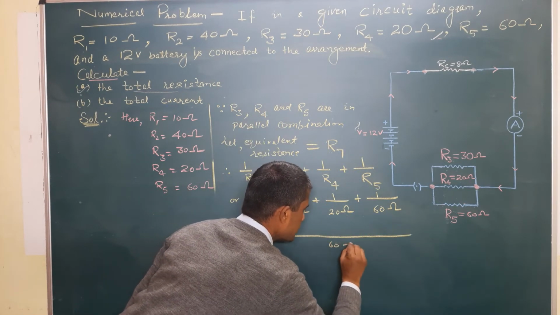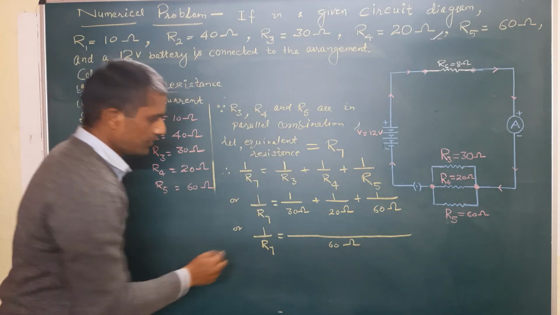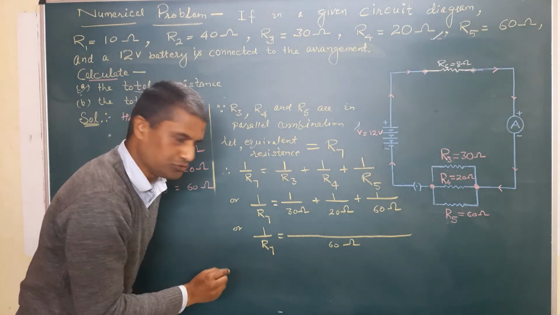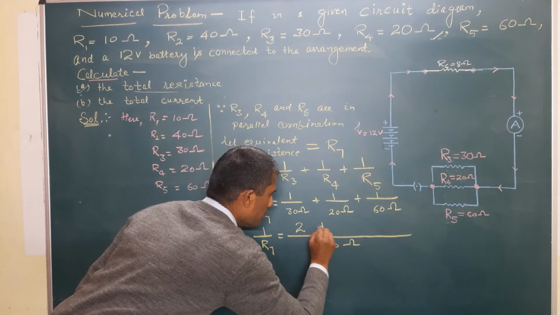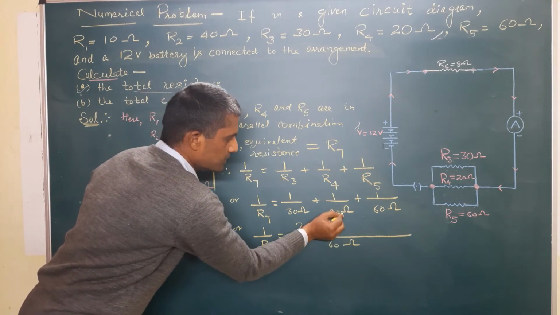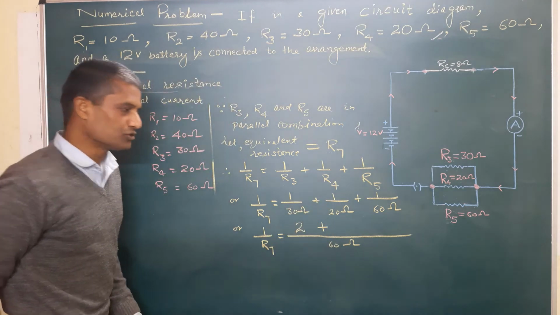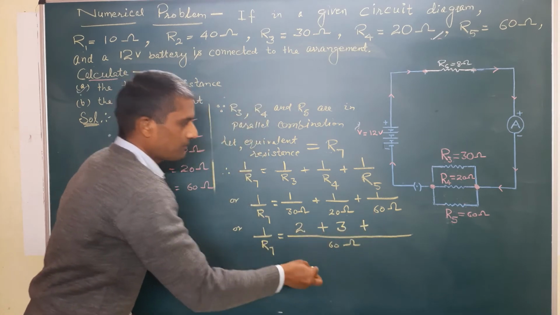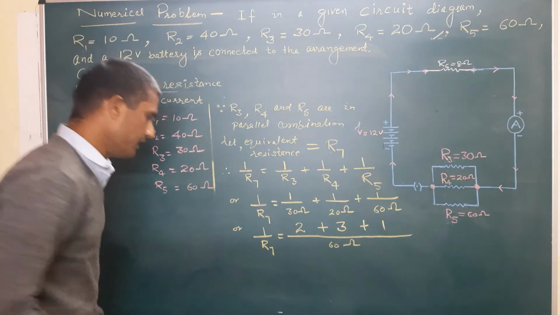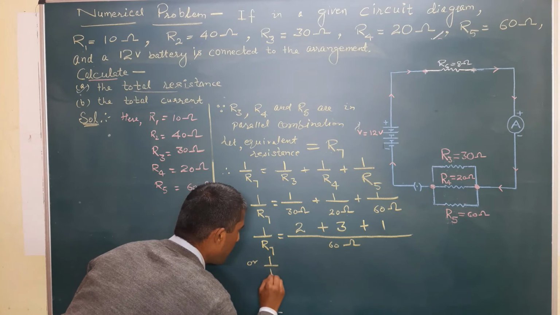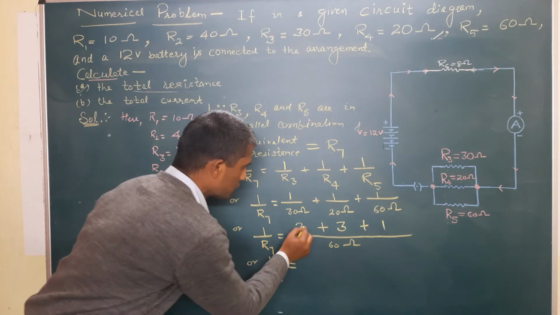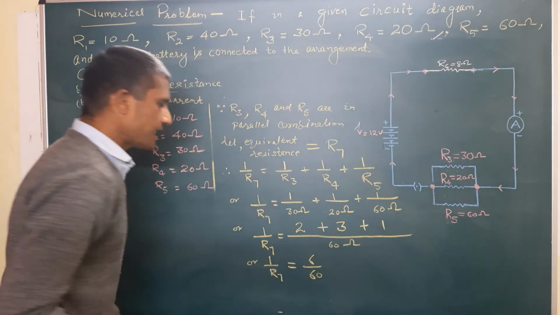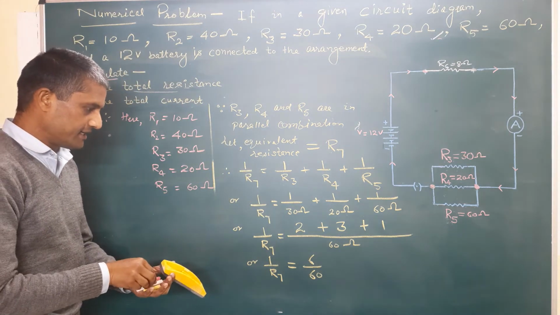60 ohm is the LCM. Now ohm cancels, and 60 divided by 30 gives you 2, plus 60 divided by 20 gives you 3, plus 60 ohm divided, and finally you get 1 upon R7 is equal to 32516 upon 60. Same operation is going to be applied here.